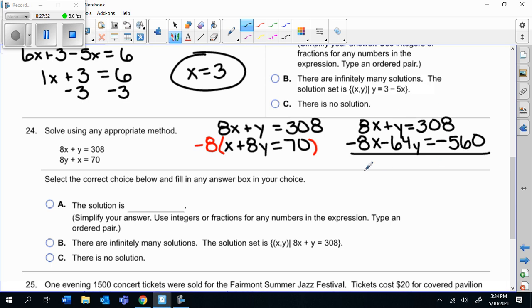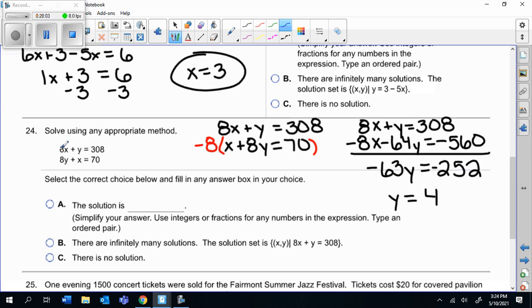Add my columns. -63y equals 560 minus 308, which is 252. And it's also a negative. And then divide by 63. Whew, I'm really glad that turned out well. Otherwise, I would have second-guessed myself here today. We have negative equals negative, so my answer is y equals positive 4.